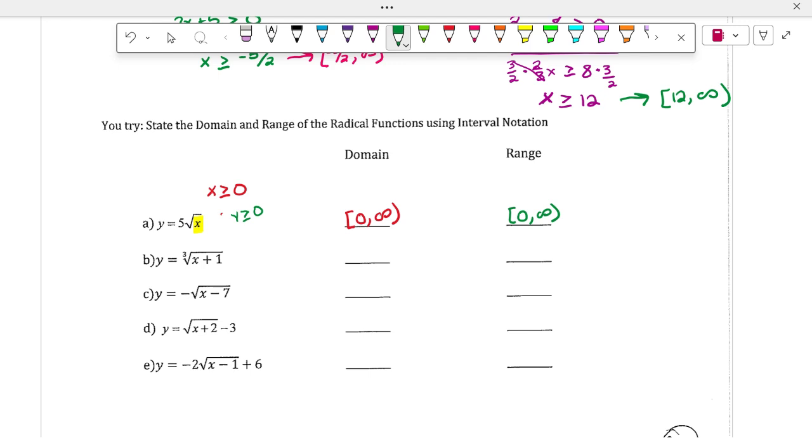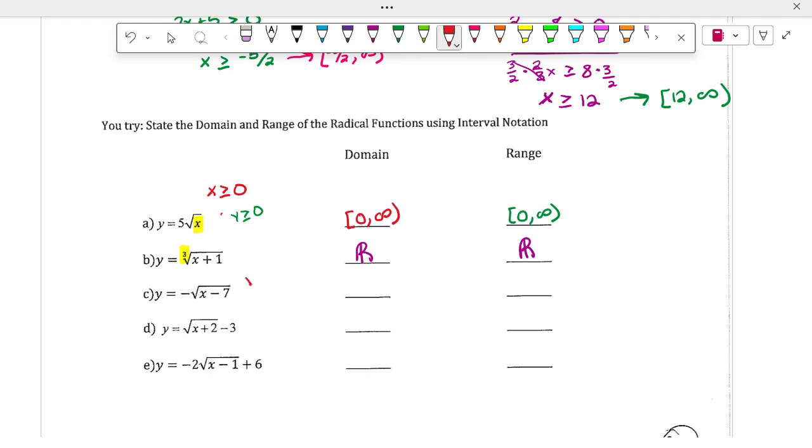Nope. All real numbers. Why? It's a cube root. Gotta pay attention to that root. Both of these are going to be all real numbers. We only really care about setting the whole thing greater than or equal to 0 if it's a square root. Cube roots, it's always going to be all real numbers no matter how you slice it. Now, C.